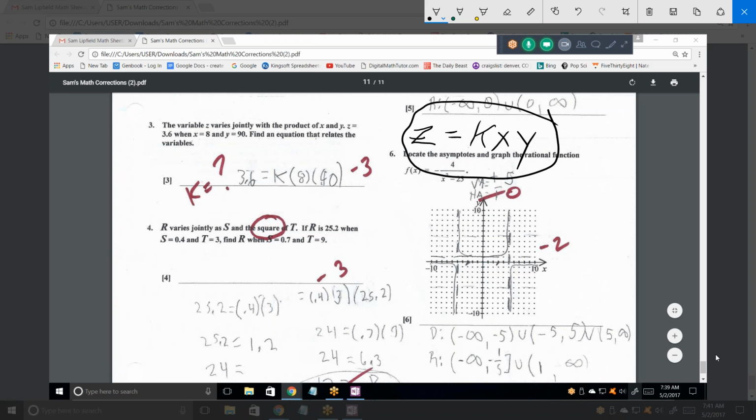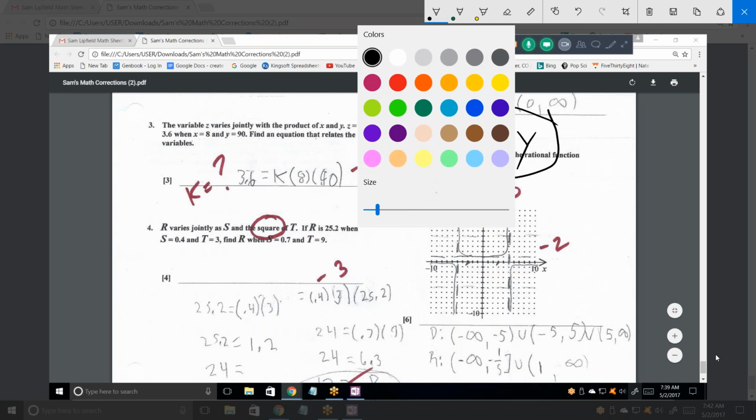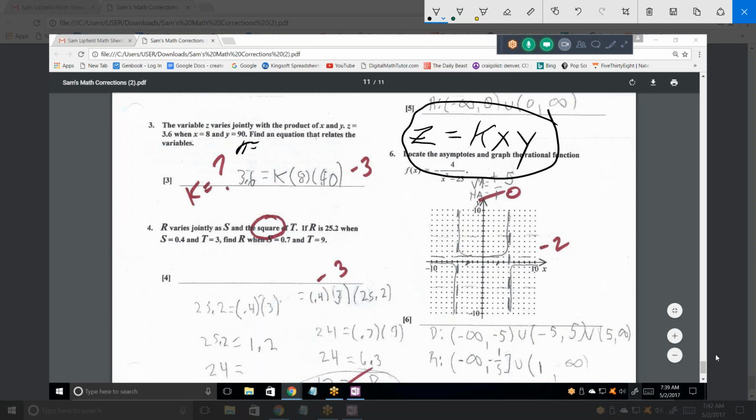In other words, I can now solve for k, right? Okay, solve for it. K is equal to 3.6 divided by 720. That equals 0.005. Okay, so k equals 0.005. Now what's the answer to the question? Well, it would just be that equation.